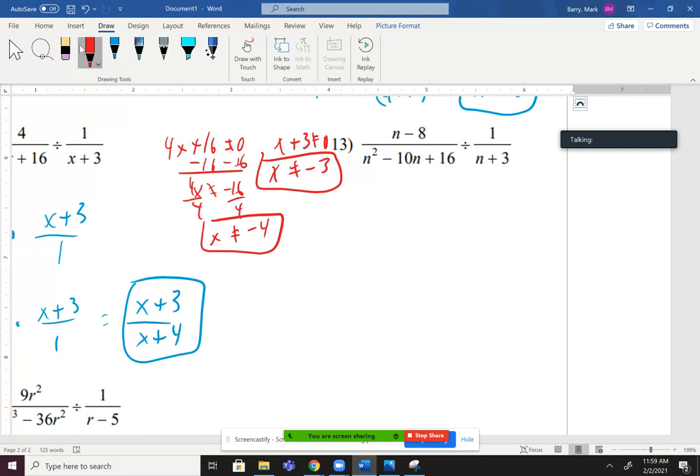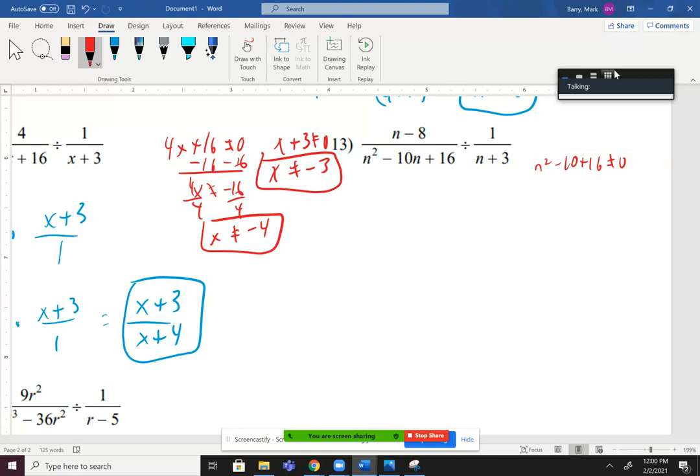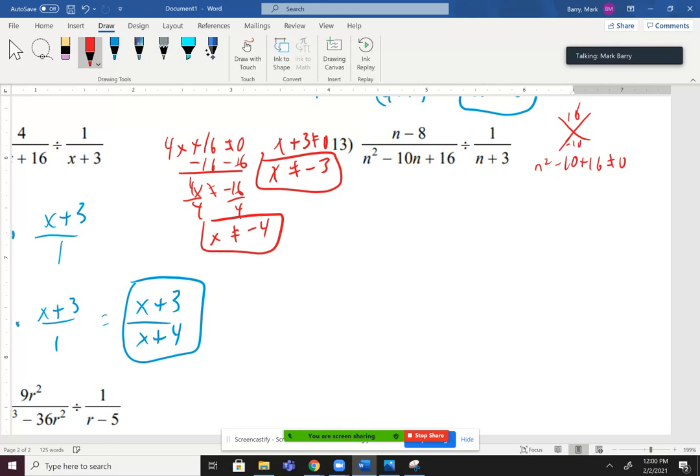All right, next up, number 13. Almost done here. Stick with me. Just 2 more problems to go. So I need to find my excluded values first. So I know I'm going to have to factor this one. Okay. So I got to think of 2 numbers to multiply to 16 and add to negative 10. So that's going to be negative 8 and negative 2.